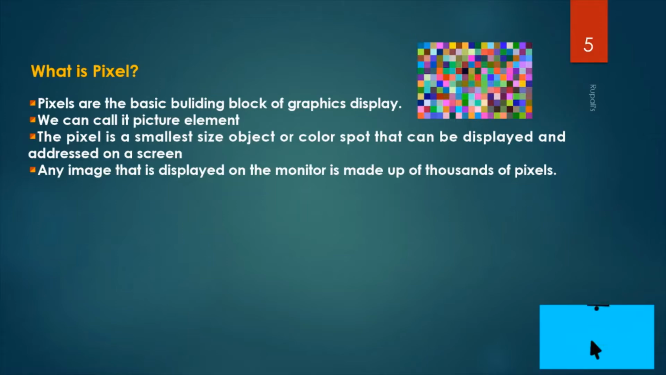So what is a pixel? Pixels are the basic building blocks of graphics display. We can call it a picture element. Another name of pixel is picture element. The pixel is the smallest object or color spot that can be displayed and addressed on a screen. So it is the smallest one. Any image that is displayed on the monitor is made of thousands of pixels.